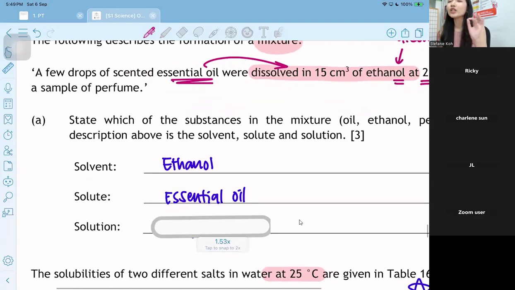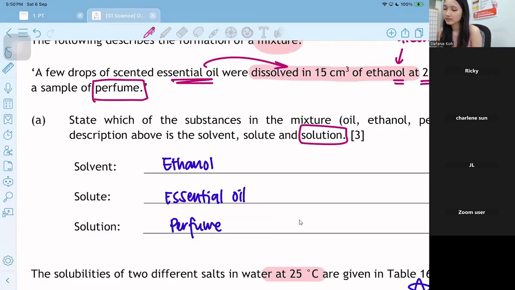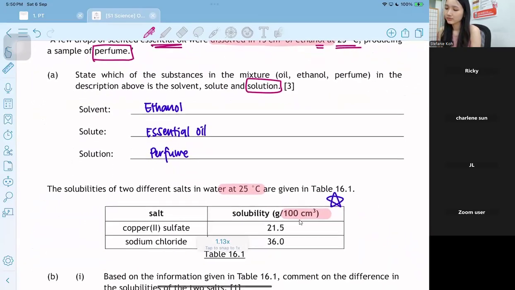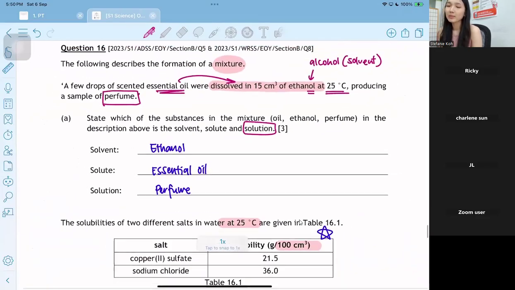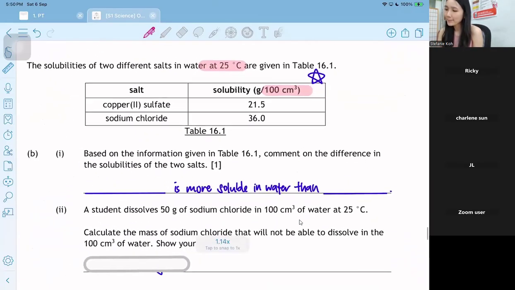So take note, this solute doesn't necessarily have to always be solid state. Okay, in this case, we have the oil version. And what you get at the end of the day is what we call the solution. So what do we get? A perfume. That would be your solution. Now, let me ask you another question. This perfume, if I filter, will I get a residue? No, because it's solution. Everything is nicely dissolved already. Okay, good. Moving on. Part B.